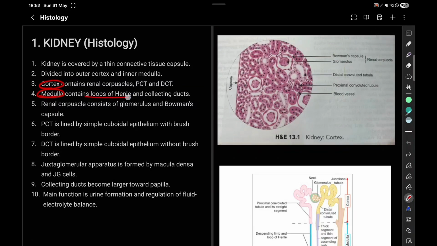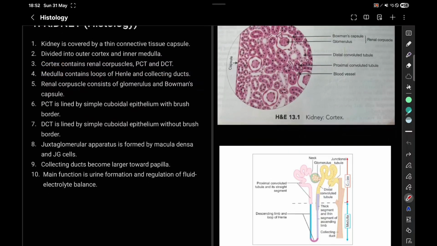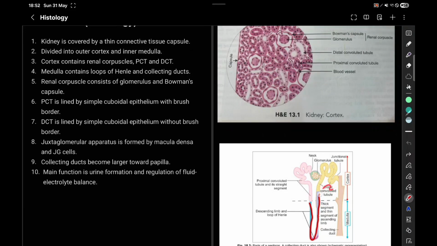Medulla contains loops of Henle and the collecting duct. So this is our loop of Henle and this is our collecting duct. This blue color part over here till this is the medulla. So medulla contains loop of Henle and collecting duct. So this is cortex image. You cannot see the loop of Henle and the collecting duct in this picture.